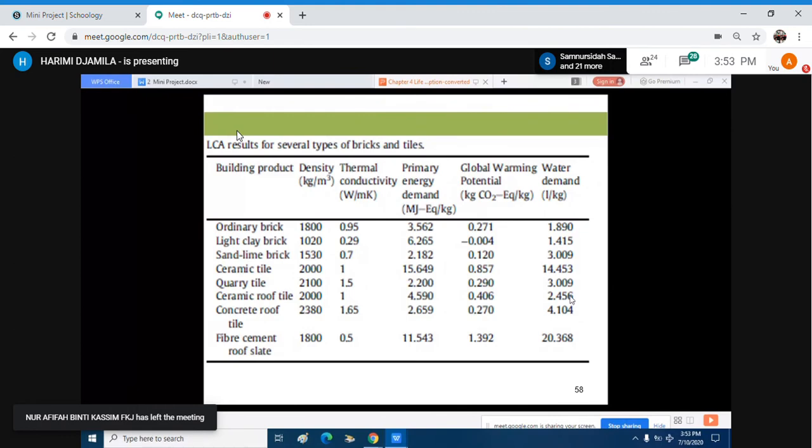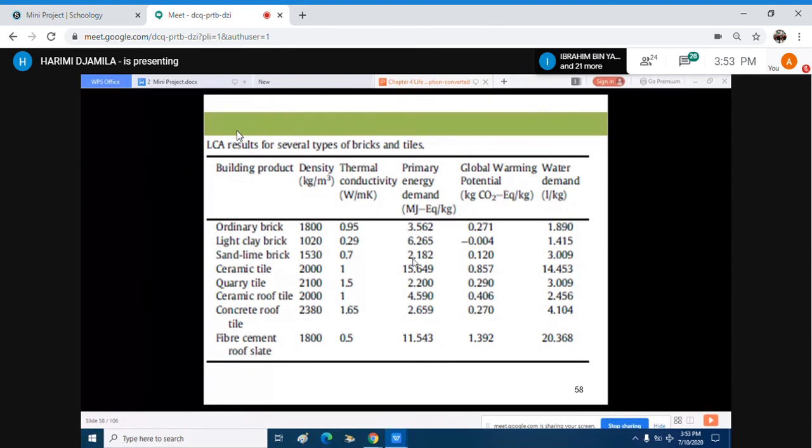Then we have several types of bricks and tiles. Then you will see the data about global warming potential, water demand. It will be nice if there is additional information about other environmental issues. I show it in a separate slide because it's not from the same source, and it wasn't possible to combine all information in one. Then if you want to take thermal conductivity, you will see the lowest one is sand-lime brick. In fact, the better one, fiber cement roof slate for the roof anyway. You search for the primary energy demand. This one looks very interesting.